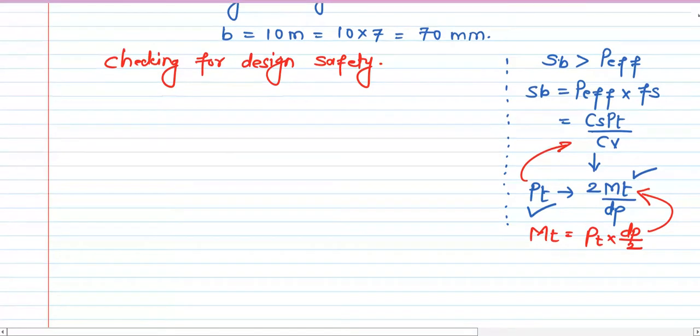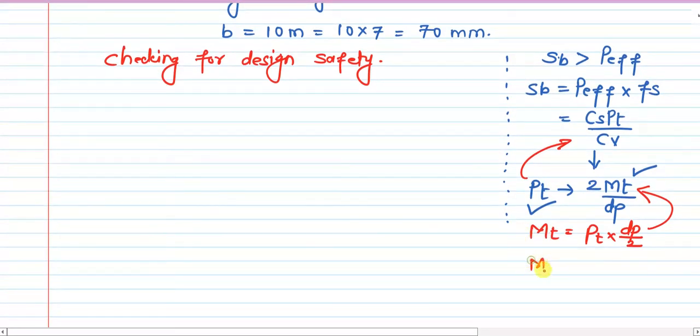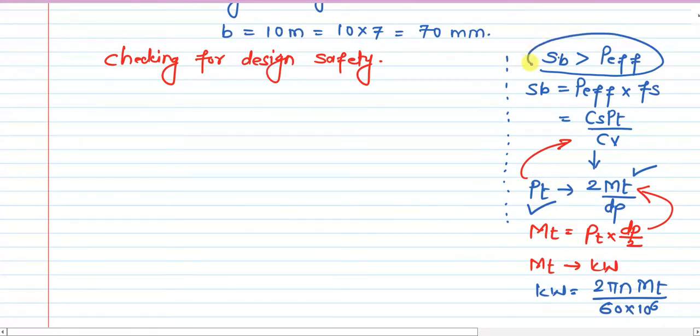Then sometimes comes the question: MT is obtained from the power which is to be transmitted, because again the basic formula remains the same. Power to be transmitted is equal to 2 pi NT by 60, or 2 pi N MT upon 60 into 10^6 if you have to convert it into kilowatt. So now you see that we have focused only on this small formula, and all of these formulae came out of it. We just need to remember this one understanding.